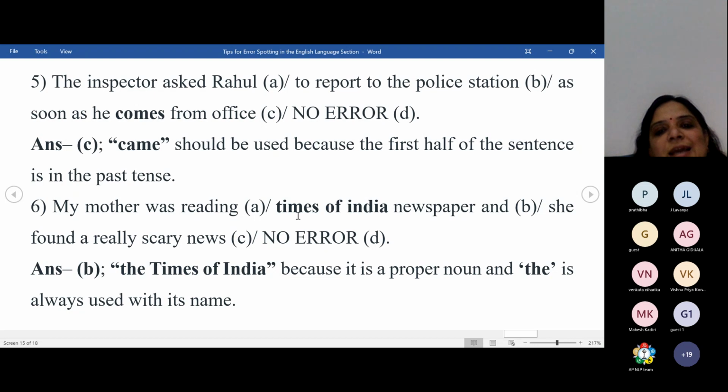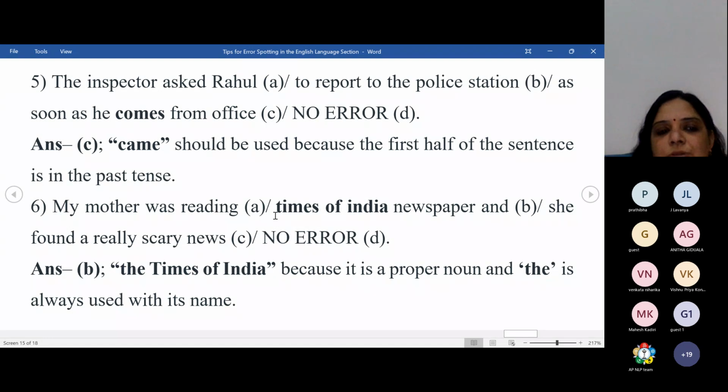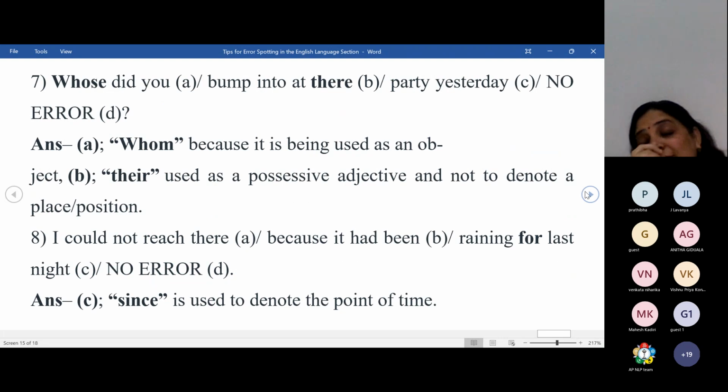My mother was reading Times of India newspaper and she found a really scary news. So here the article "the" has to be there, because the Times of India you're talking about is a proper noun, and "the Times of India" is the correct form. So B is the wrong one. The answers are given.